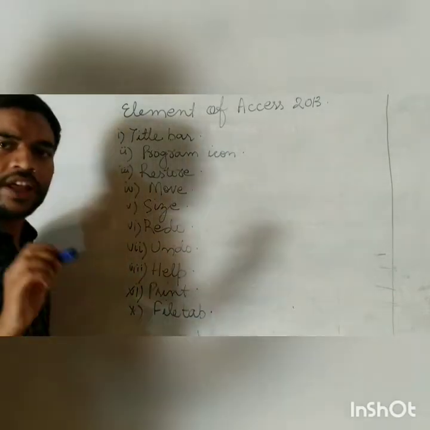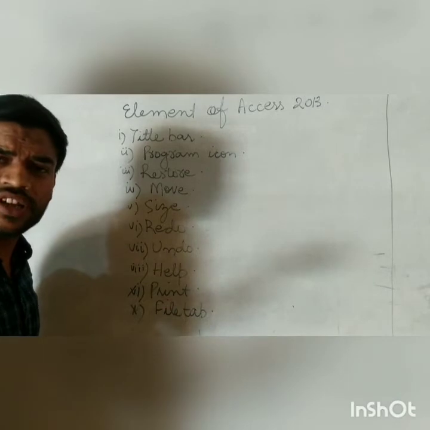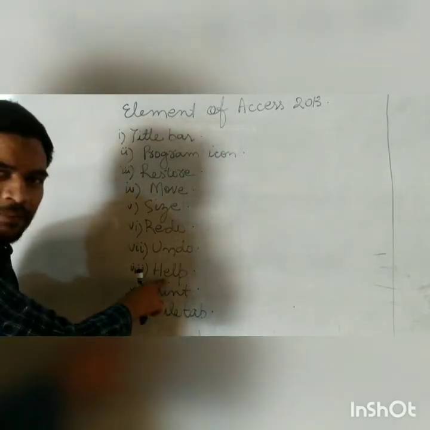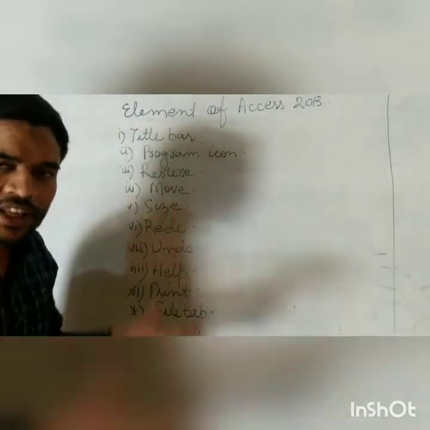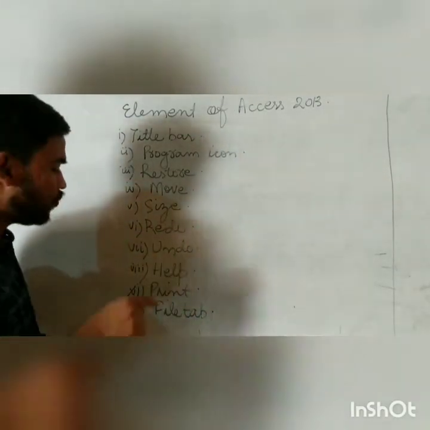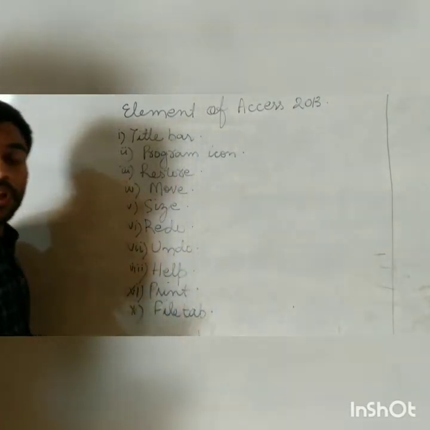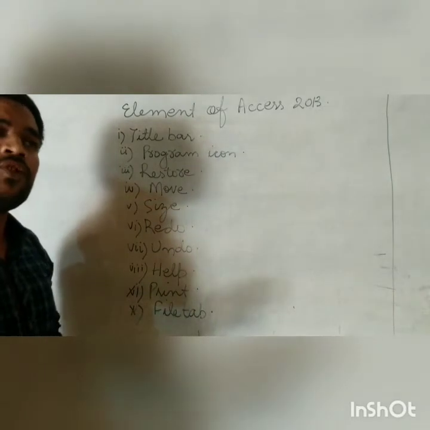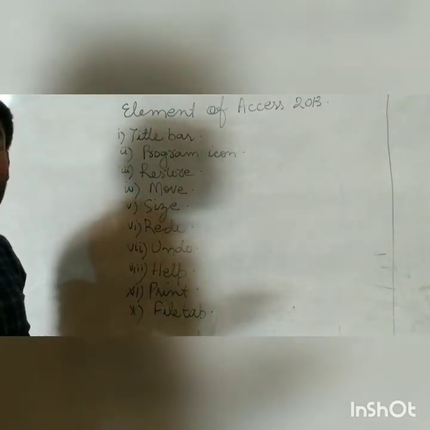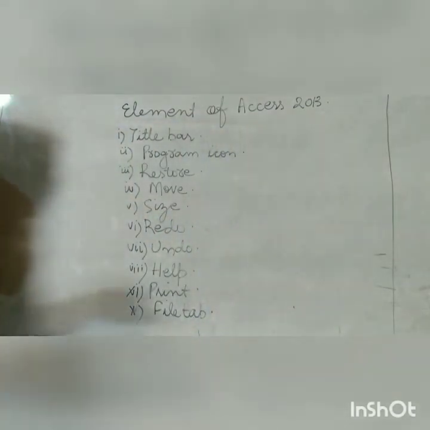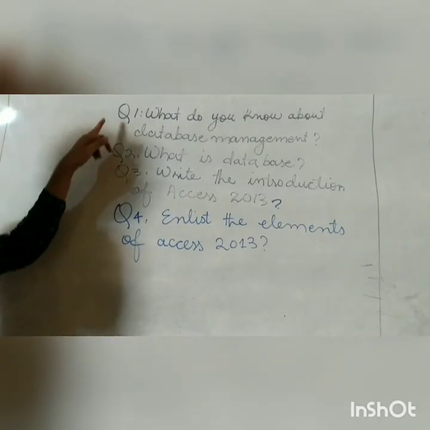Help. If you didn't understand the software, or you want to ask any question regarding the software, you just click the help button and ask your question. The software will help you. Print. If you maintain your data and you want to print, you just click the print option and you can print your file. File tab. Student, in the file tab there are 4 or 5 options. You can save the file, you can open a new file, and you can also close the file according to your wish.